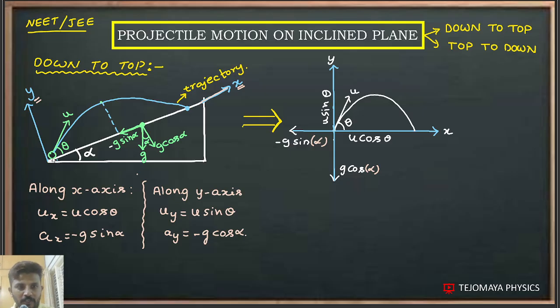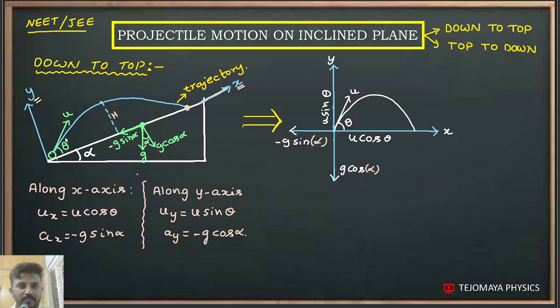Now, from the point of projection to the point where the projectile hits the inclined surface, what is the distance traveled along the x-axis? That is given by the range of the projectile. Perpendicular to it, along the y-axis, the maximum height reached is called h. And what is the time taken from the point of projection to the end point? To derive that, I am going to resolve the velocity and acceleration components along the x-axis as well as the y-axis.